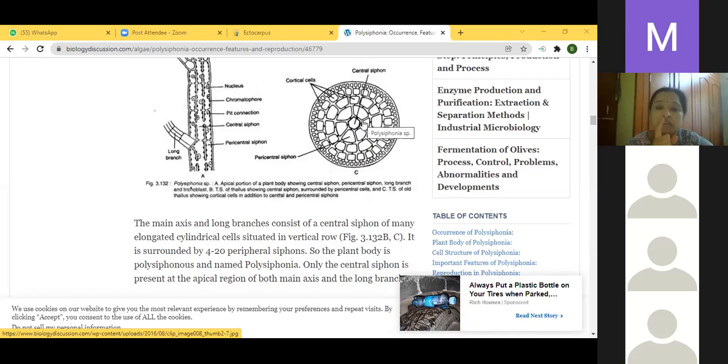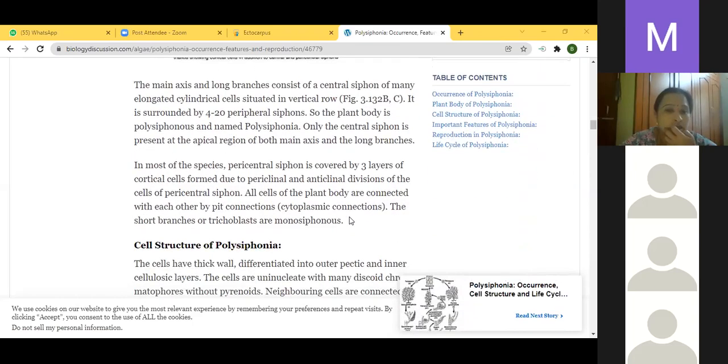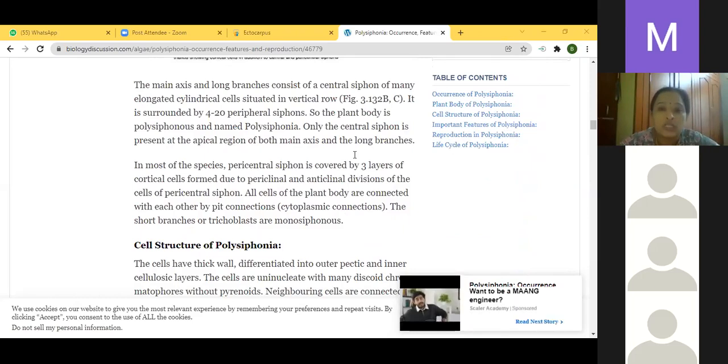Only the central siphonous is present at the apical region of both the main axis and the branches. In most species, these pericentral siphonous are covered with 3 layers. What are the 3 layers? Cortical cells, due to periclinal and anticlinal divisions. These pericentral siphonous form all cells of the plant body, connected with pits.